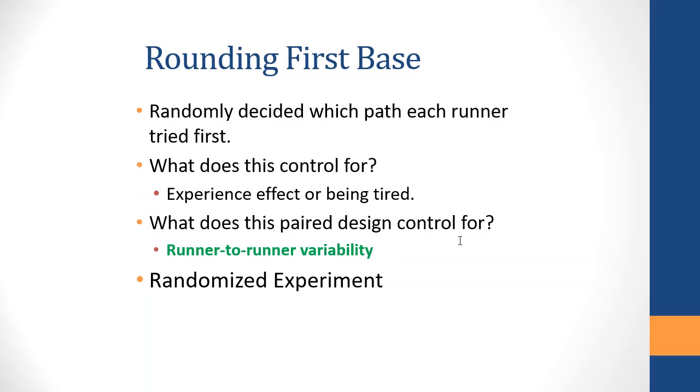And the paired design is controlling for runner-to-runner variability. So if they just split their team into two groups and had half of them run one route and half of them run another route, well, maybe all the fast people got in one group and all the slow people got in the other group. And so the difference you observed wasn't connected to the route, it was connected to who got into which group. So this is the key to the paired design, that the same runners run it both ways. And it was a randomized experiment because of the coin flipping.